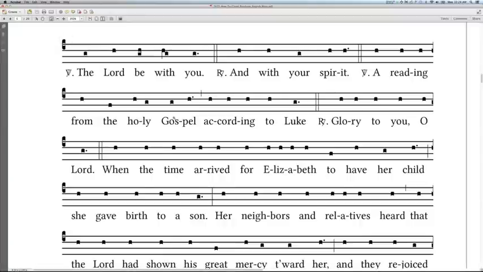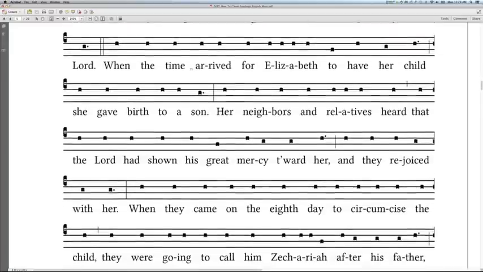The Lord be with you. And with your spirit. A reading from the Holy Gospel according to Luke. By the way, that's the beginning of the Gospel. It goes over that in the tones, and I'm not going to go over that because it's always the same, because the gospel always begins the same way. Glory to you, O Lord. Now the actual tone starts, okay?